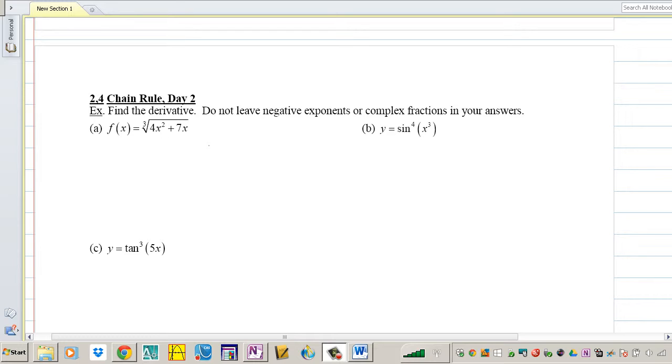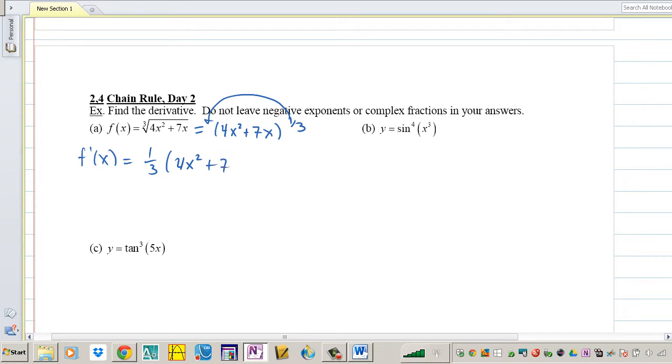Example letter A. Find the derivative and do not leave negative exponents or complex fractions in your answers. So I need to convert this into a power. Cube root is the same thing as 1/3. Now take the derivative. So f prime, we have a power. Drop the 1/3 to the front. 1/3 4x squared plus 7x. Take 1 away from 1/3 and you get negative 2/3.